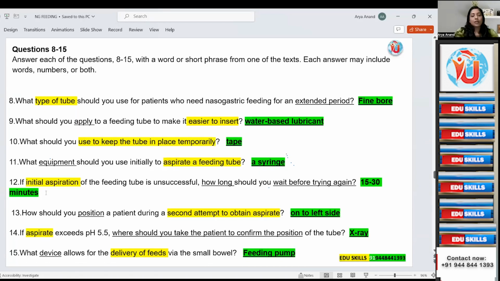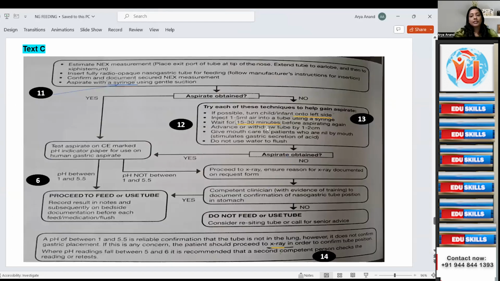Now, the 12th one: if initial aspiration of the feeding tube is unsuccessful, how long should you wait before trying again? So aspiration, again text C, you need to check how long to wait before trying again. That means the second attempt, right? 15 to 30 minutes. Yes, wait for 15 to 30 minutes before aspirating again. They have clearly mentioned it here. So 15 to 30 minutes, the same thing you have to write there.